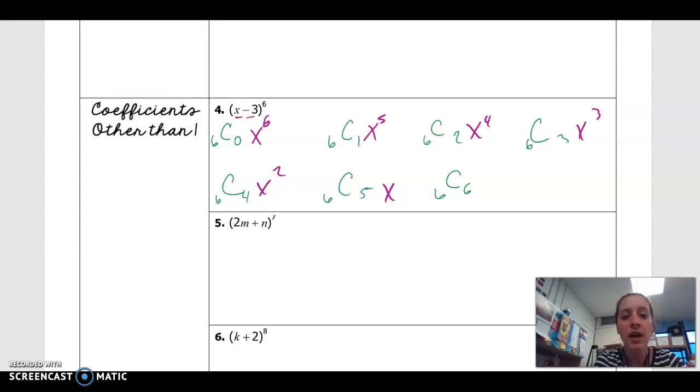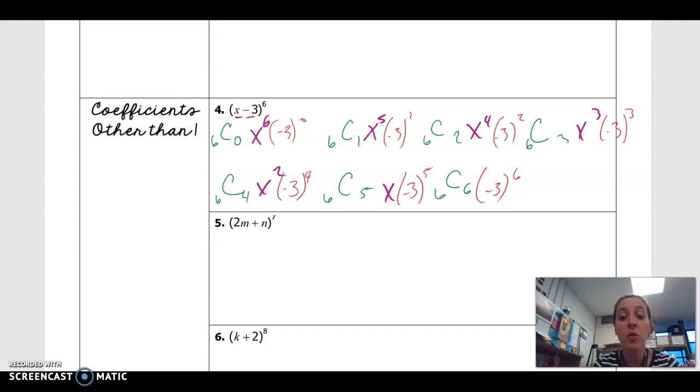Now I'm going to use red to deal with this -3. And we really can't forget that it's a -3 instead of a +3, because it really does matter. Okay, so here I have -3 to the 0, negative 3 to the first power, negative 3 squared, negative 3 cubed. You'll see that my exponent is increasing each time, all the way till the very end. Now I can go ahead and simplify and find all of these values.